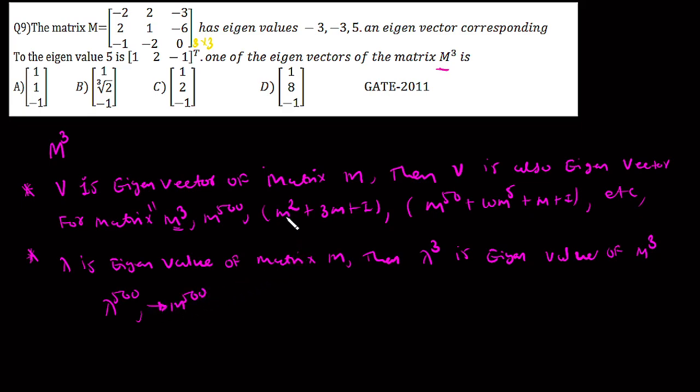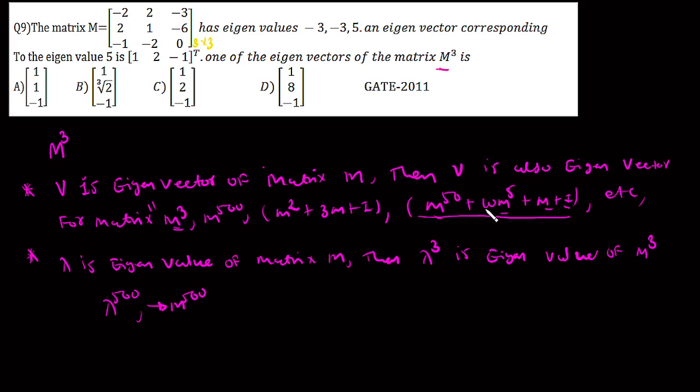In the same way, I can replace this M square with lambda square and it again gives me the eigenvalue for this matrix. And again I can replace this M with lambda and this identity with 1, and again it will give me the eigenvalue for this matrix.